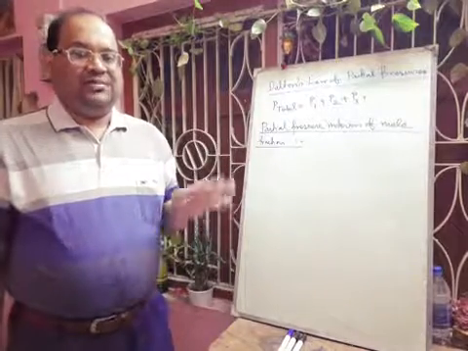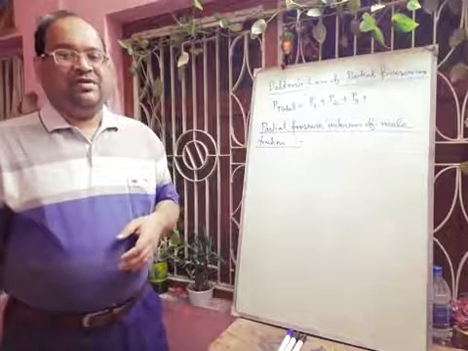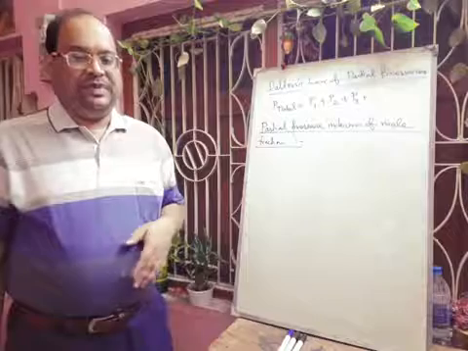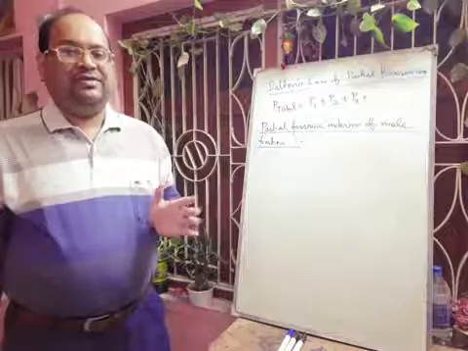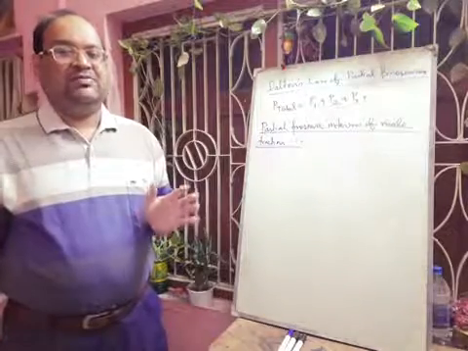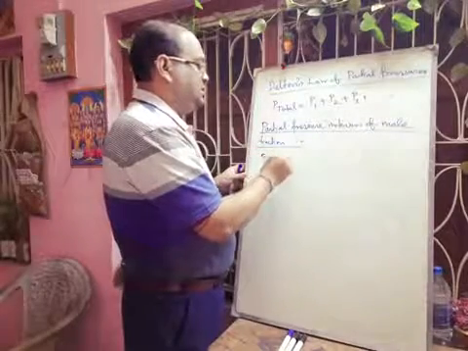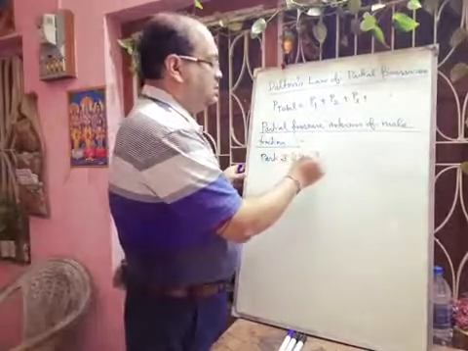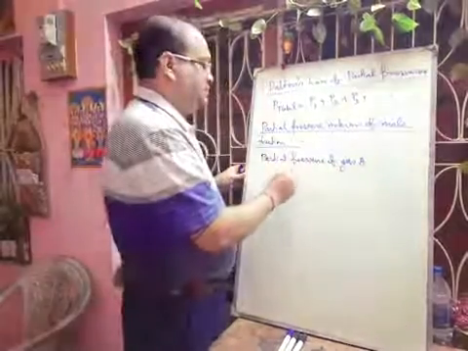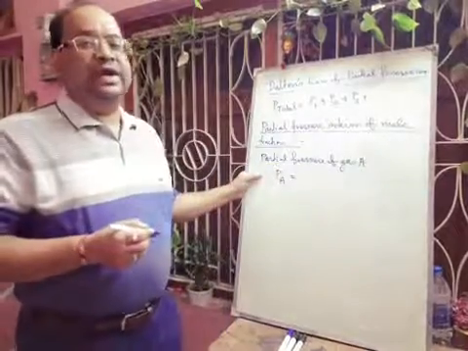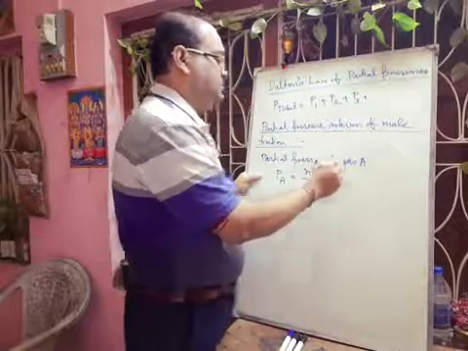Suppose we have Na moles of gas A and Nb moles of gas B occupying a total volume V liter. So here we can write that the partial pressure of gas A, PA, is equal to Na by V into RT.